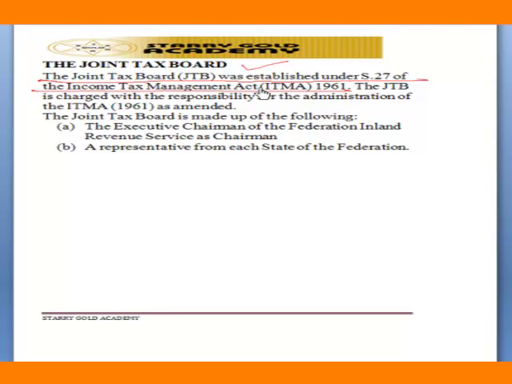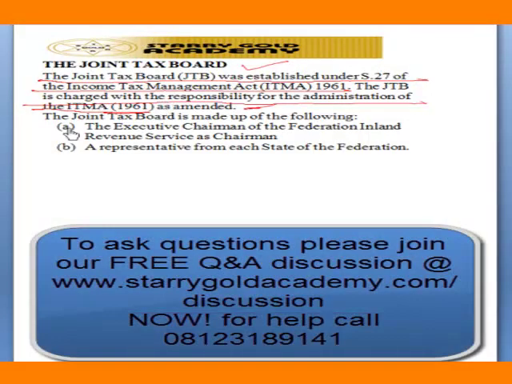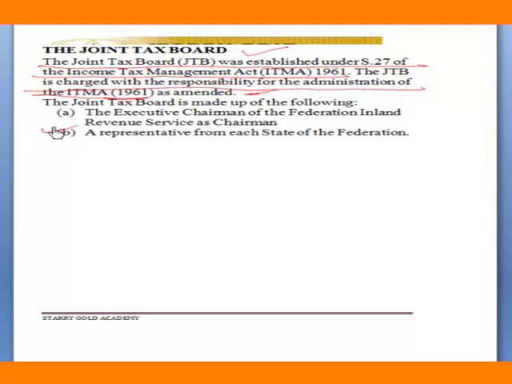But over the years, this act has been amended. The Joint Tax Board is charged with the responsibility for the administration of the Income Tax Management Act. This is what ITMA means. As amended, that's why we have the Income Tax Management Act. It's made up of the Company Income Tax Act 1990 and the Personal Income Tax Act of 2011. Okay, the Joint Tax Board is made up of the following. These are the composition, the constitution of the Joint Tax Board. One, the Executive Chairman of the Federal Inland Revenue Service as Chairman, and a representative from each state of the Federation.